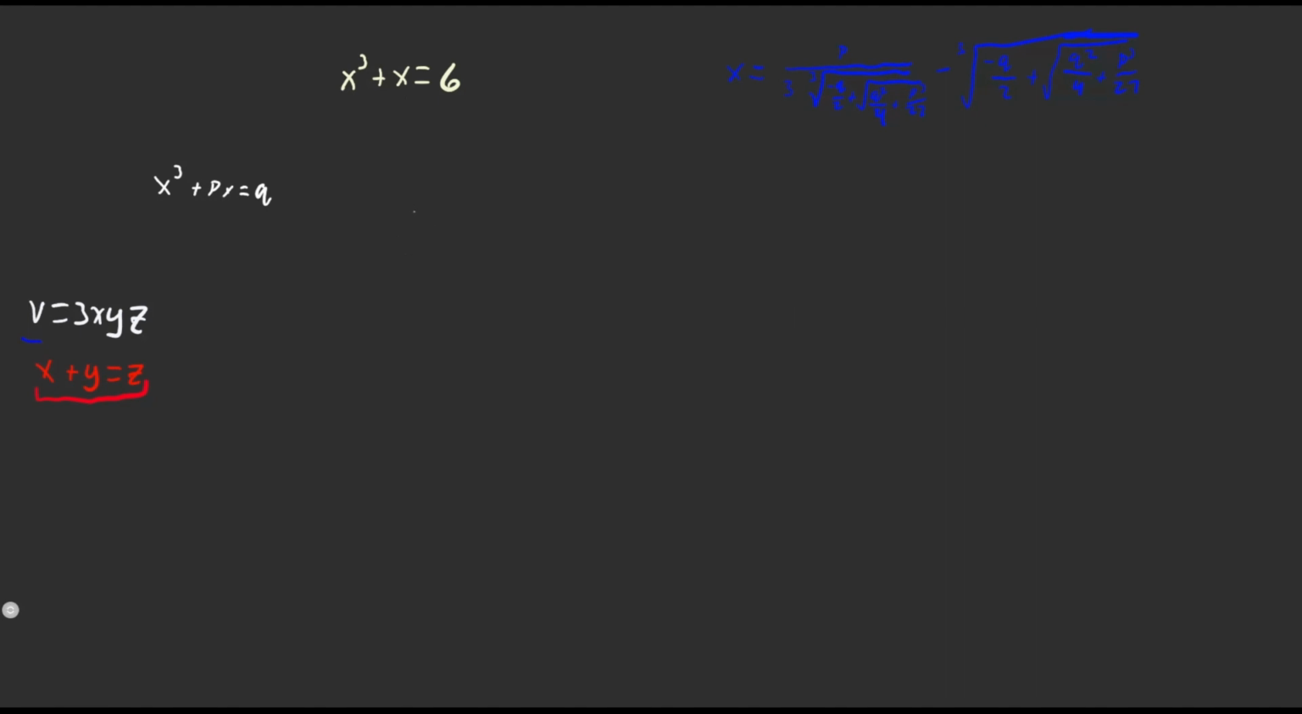So we're going to go ahead and just complete the cube and do the same process we had earlier, which is just x cubed plus x plus y cubed is equal to 6 plus y cubed. And let's go ahead and set our volume equal to 1, or just simply x. Volume is equal to x. And we can just replace it with 3xyz, where we end up getting z is equal to 1 divided by 3y.